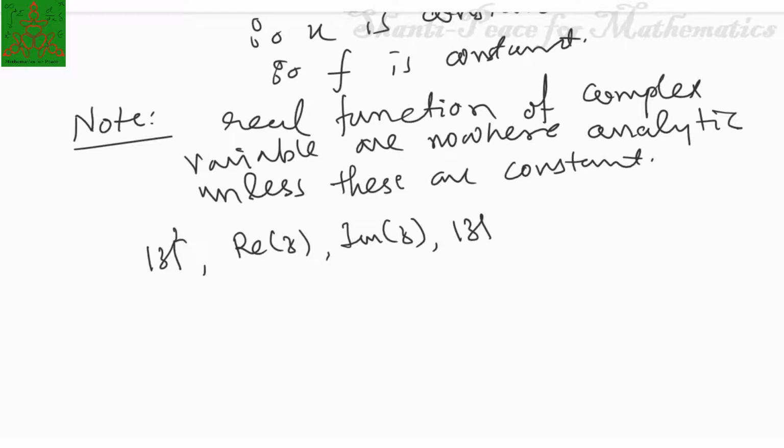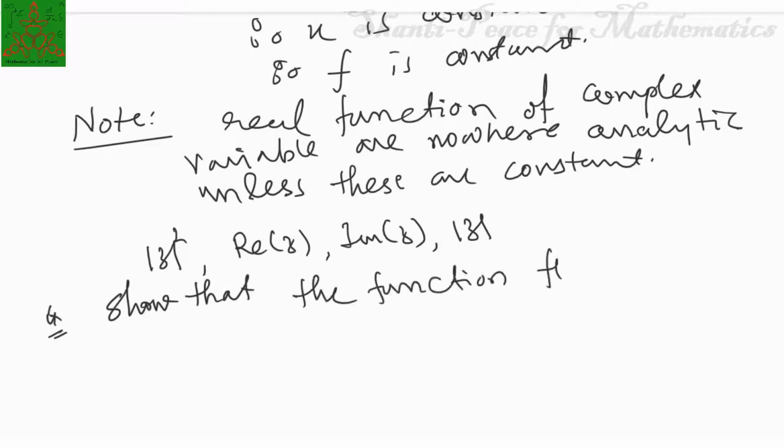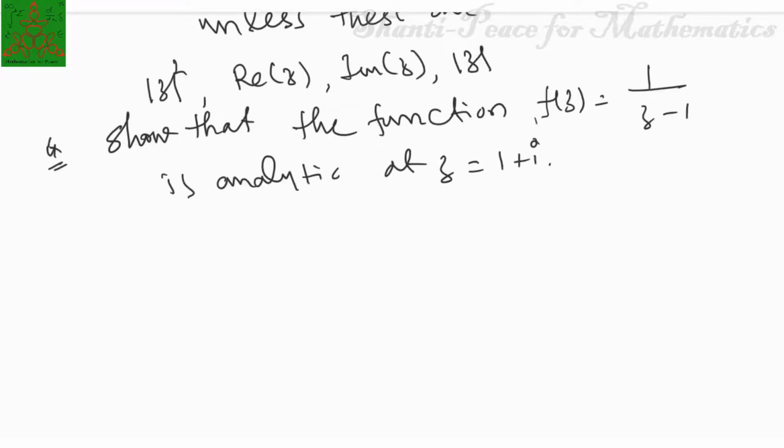Let's have a new example: the function f of z equal to 1 upon z minus 1 is analytic at z equal to 1 plus i. Here first of all you have to calculate the real and imaginary parts of this function, and we have to show that the first order partial derivatives of its real component, ux, uy, and its imaginary component, vx, vy, exist and are continuous in some neighborhood of this 1 plus i, and also the CR equations are satisfied there. So let us calculate the real and imaginary parts of this.